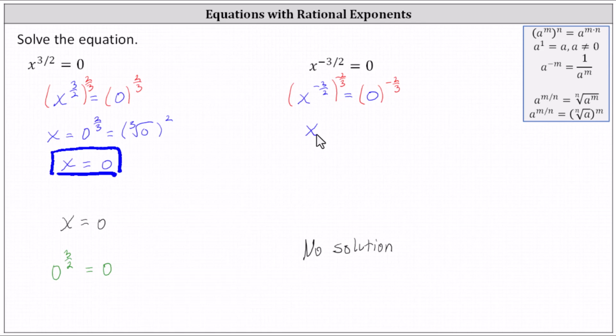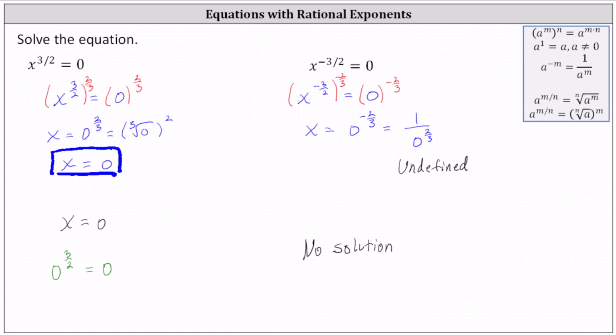We have x equals 0 to the power of negative 2/3, which you might think is equal to 0, but again, that's not the case. Using our negative exponent property, 0 to the power of negative 2/3 would have to be equal to 1 divided by 0 to the power of positive 2/3, which gives us division by 0, which is undefined, which once again indicates the equation has no solution.